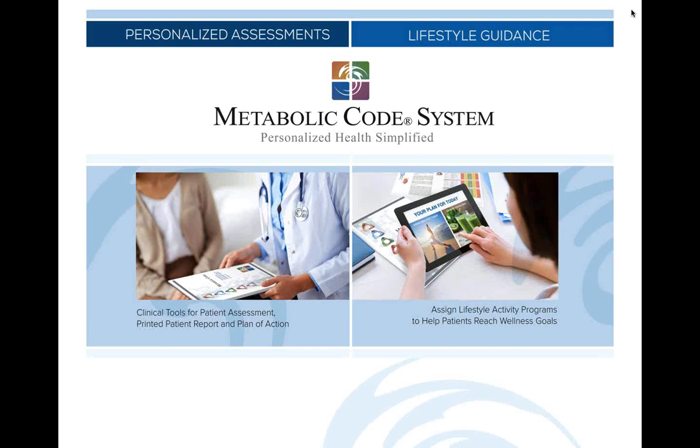And so we're going to walk through the Air Support System, which is the Metabolic Codes Assessment Tool and Reporting System and Plan of Action, as well as the Lifestyle Guidance Portal, which will show you what to do once you've made the assessment and you're looking to make some lifestyle changes with your patient. You'll have some tools in the Lifestyle Guidance Portal to carry those out and put some teeth into the recommendations that you're making through that system.